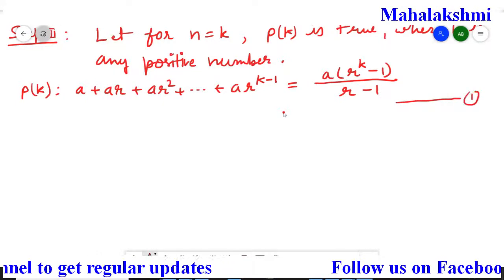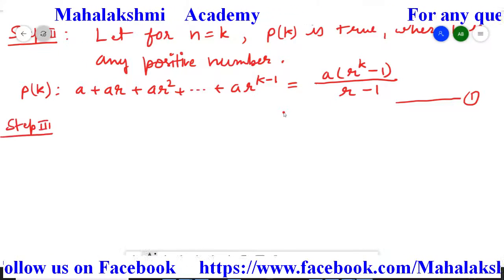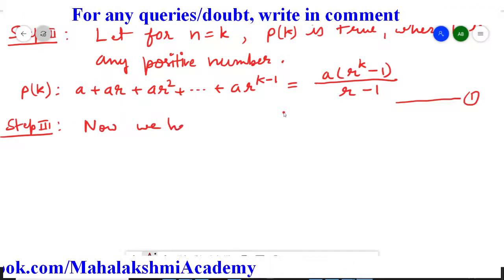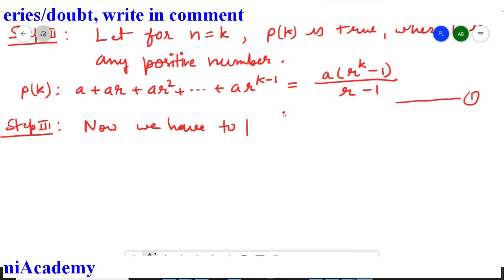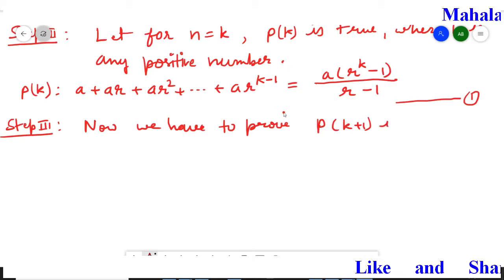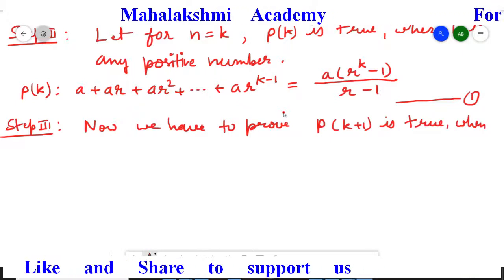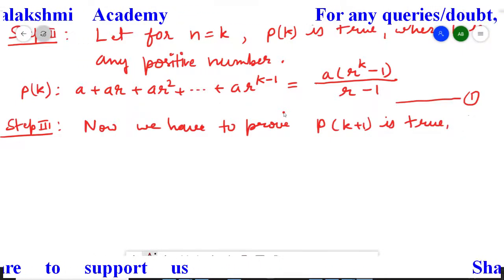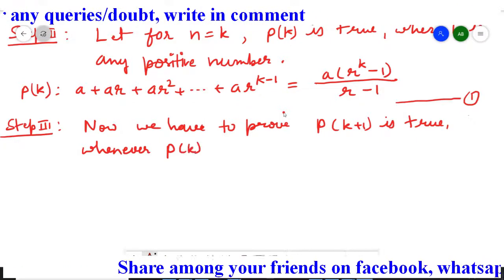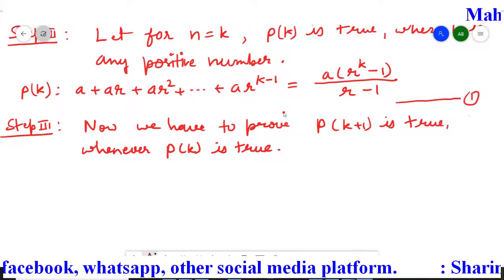So we will assume it as equation 1, then we will move to the third step. In step 3 we write what we have to do. Now we have to prove P(k+1) is true whenever P(k) is true. So this I wrote is what we are going to prove.